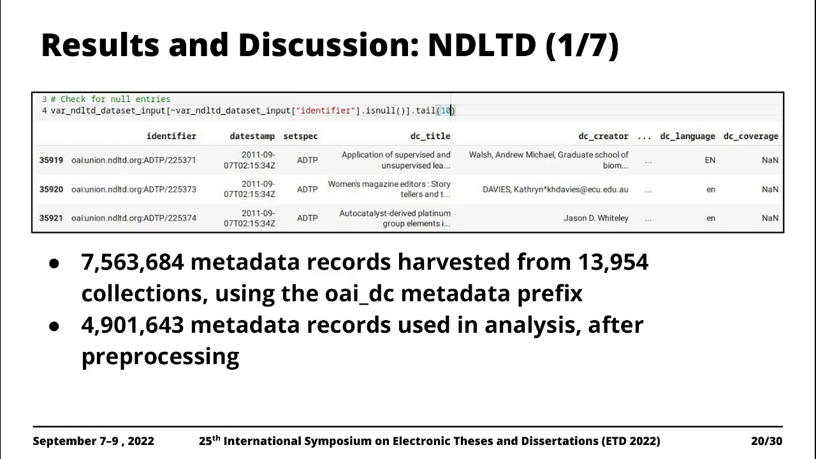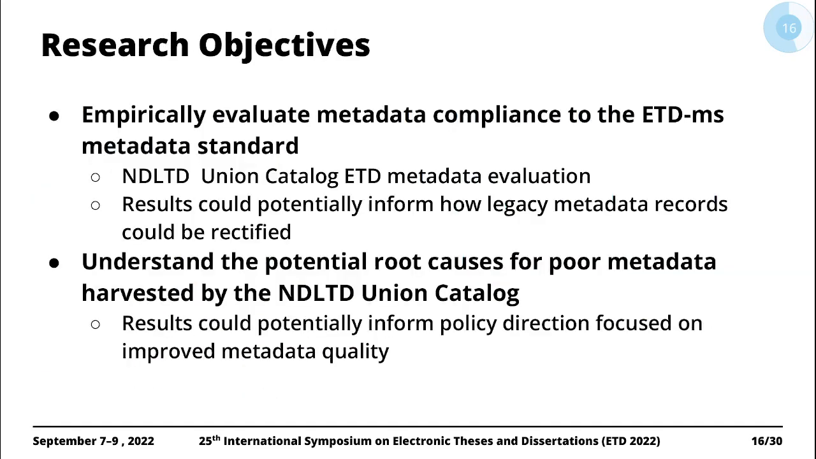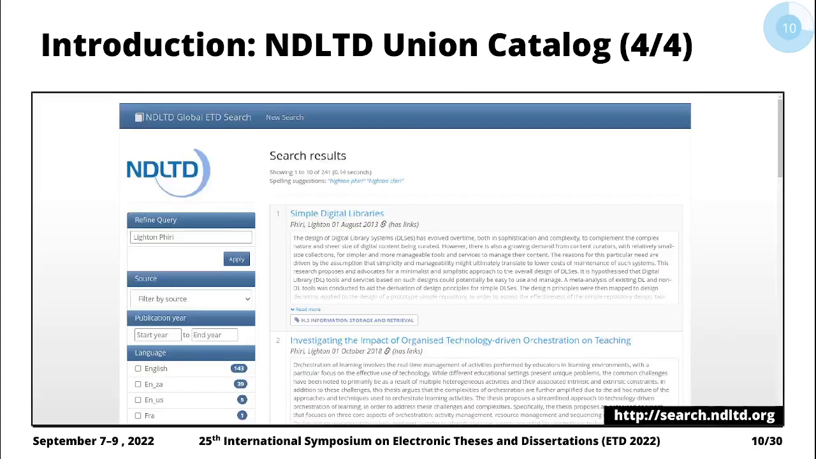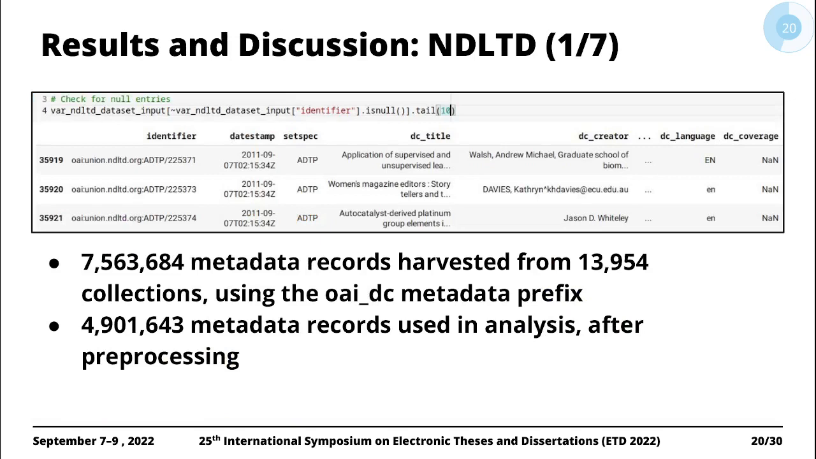In terms of the results, we harvested a total of 7.5 million metadata records. And these metadata records actually came from a diverse set of collections, a total of about 13,954 collections. These 13,954 collections would be these collection names that you see on the Union Catalog, like Western Kentucky University thesis, for instance, or Yale Medical Student MD thesis. Right. In order to conduct our analysis, though, we had to perform a series of pre-processing tasks, and after doing this, we ended up with a total of about 4.9 million metadata records that were used in the analysis that was conducted.